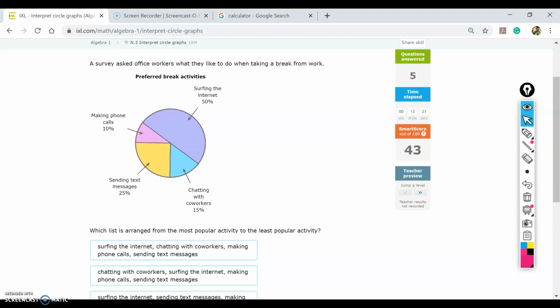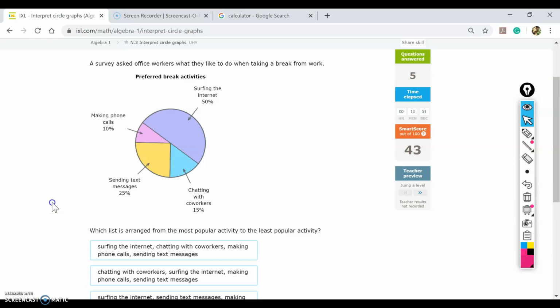A survey asked officers, workers, what they like to do when taking a break from work. And then you have a breakdown of the preferred break activities. So 50% of them like surfing the internet. 15% of it, which is this one here, chatting with workers. 25% of them sending text messages, and 10% of them making phone calls.